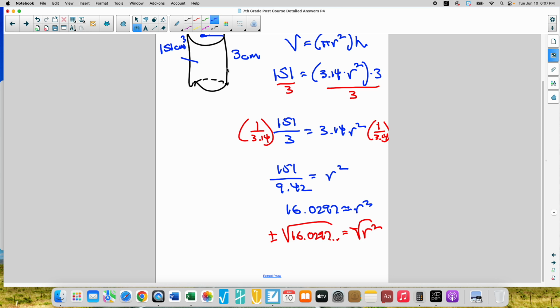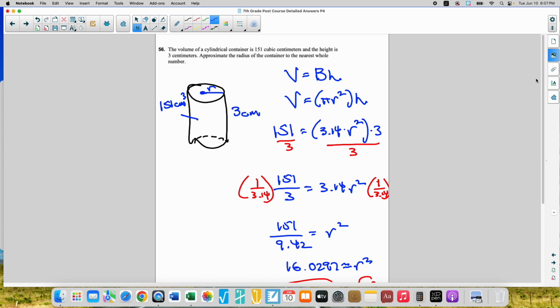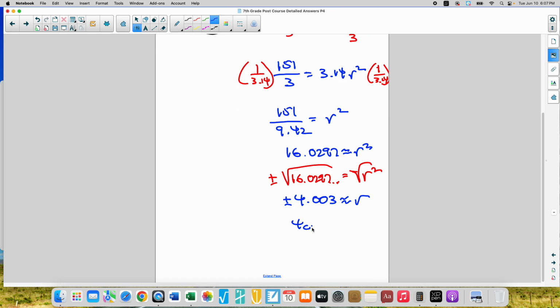And that's going to give us, so let's take that number and take the square root. And that's going to get, oh, that's nice. That's clean. That's 4.0003 plus or minus is approximately r. So we're going to say that the radius is approximately 4 centimeters. So 4 centimeters is the radius. That's not a bad guess. I like how it's pretty clean.